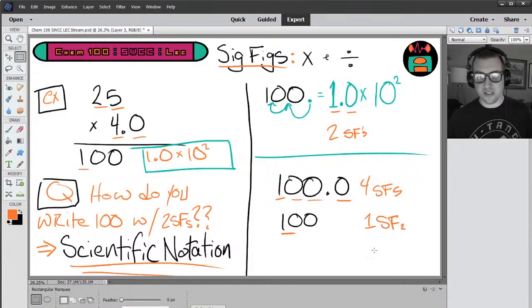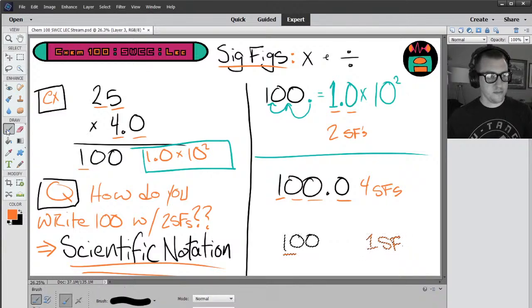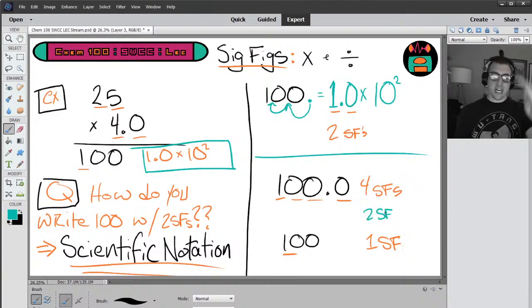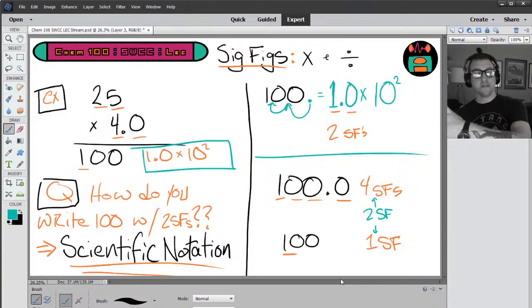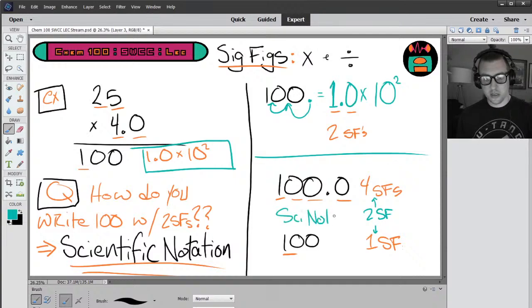And the number of significant figures that we need is in between. We need to write a value for 100 that has 2 sig figs. And so when you're in between those two extremes, the number of sig figs your number has versus the number of sig figs that you get when you just add 0.0, that is when scientific notation comes into play. That's how you know you need to use it.